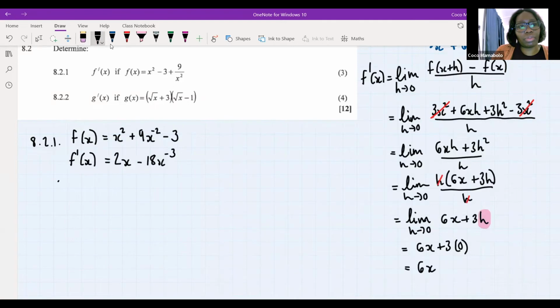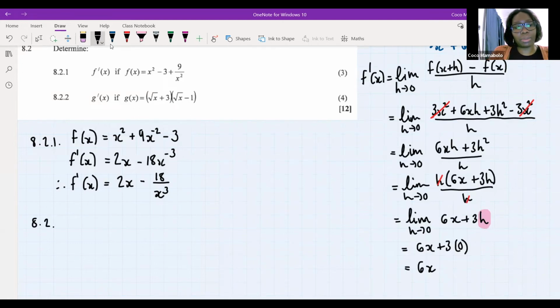Therefore, the derivative f of x is equal to 2x minus 18 over x cubed. Well done, Kulani. That's exactly what it is. Awesome stuff. Well done.